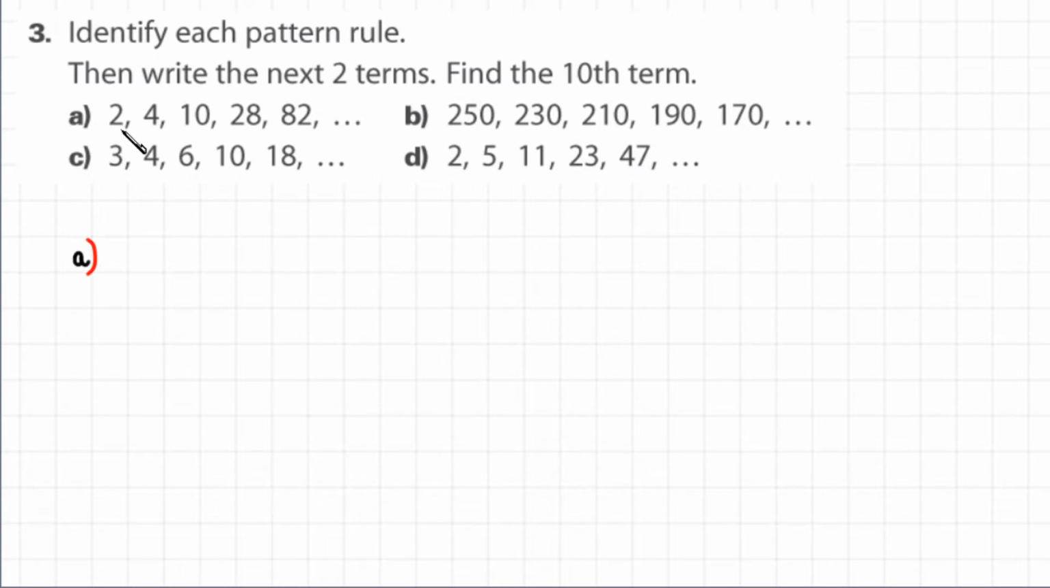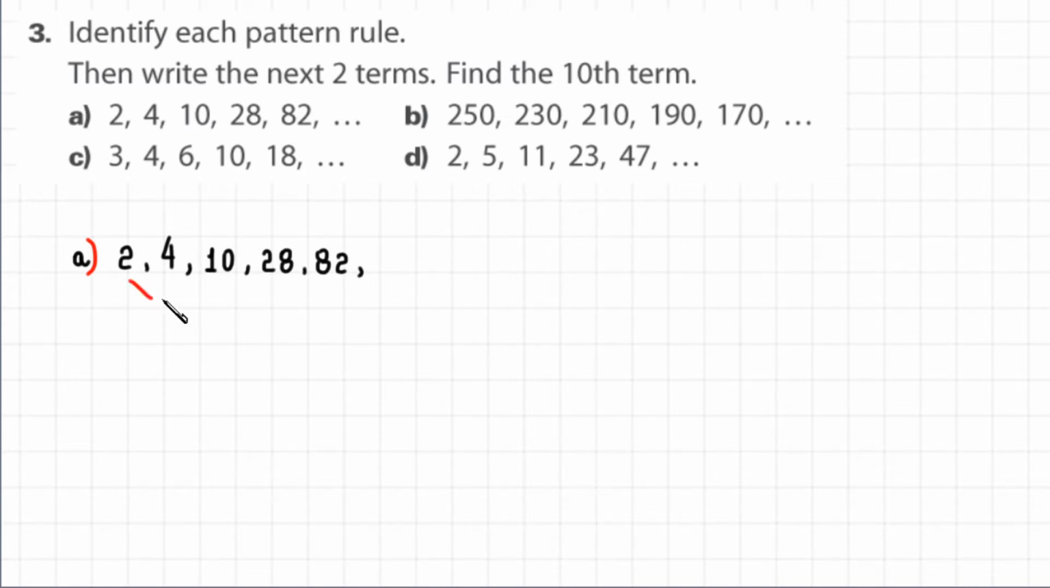For part A, the first terms of this pattern are 2, 4, 10, 28, 82. Okay, and then there are more terms that we don't know. Let's first find the pattern rule, and to do so we take a look at the differences between consecutive terms.